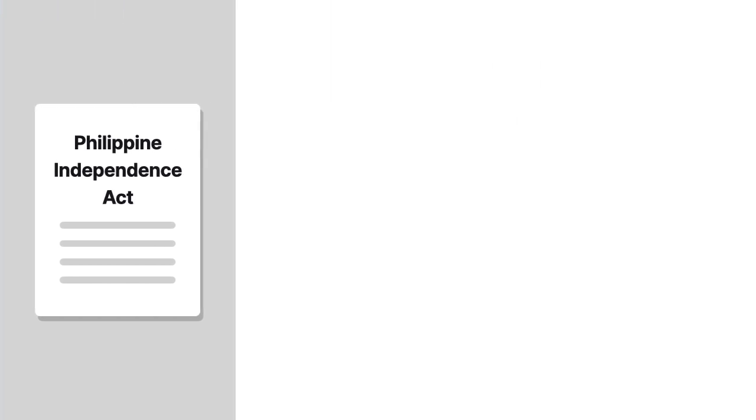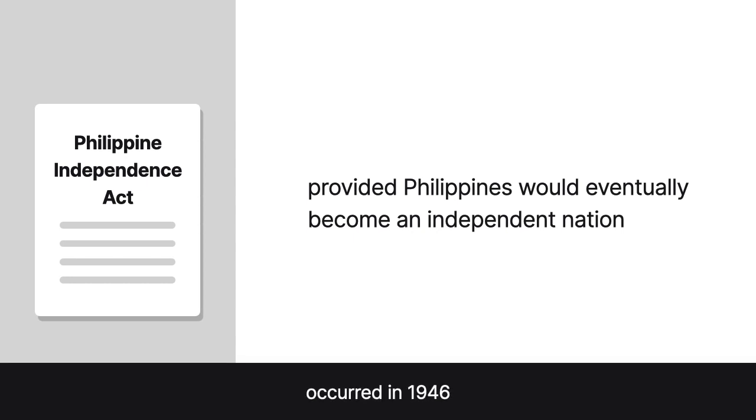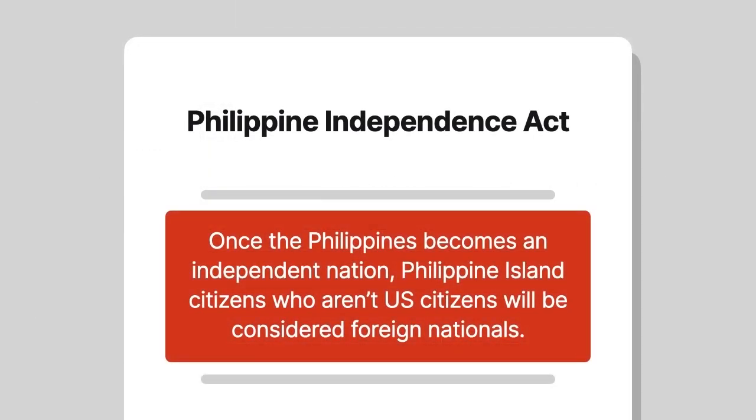In 1934, Congress passed the Philippine Independence Act, which provided that the Philippines would eventually become an independent nation. This finally occurred in 1946, shortly after the end of World War II. The act provided that once the Philippines became an independent nation, Philippine Island citizens who weren't United States citizens would be considered foreign nationals. In the jargon of the day, they became aliens.